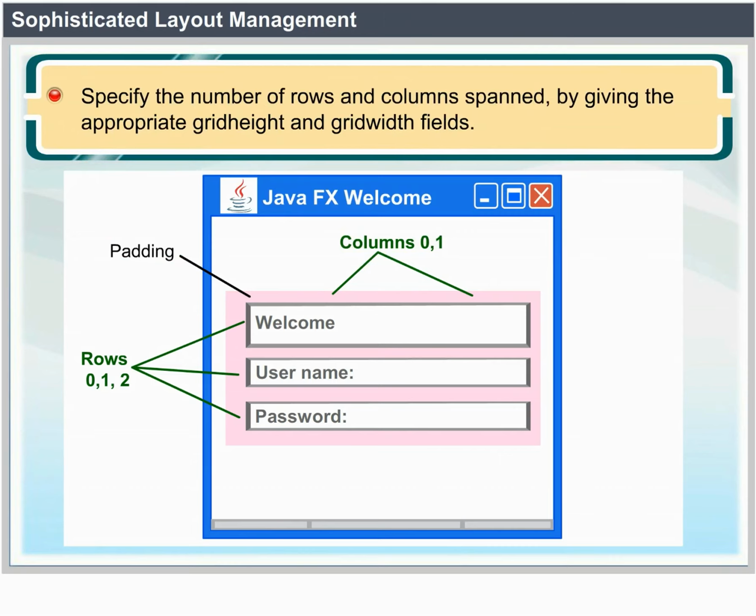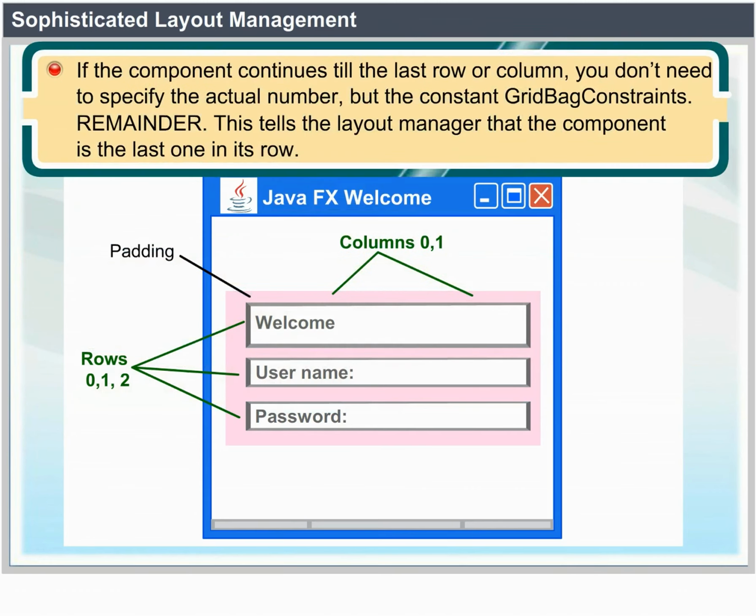Specify the number of rows and columns spanned by giving the appropriate gridheight and gridwidth fields. If the component continues to the last row or column, you don't need to specify the actual number, but the constant GridBagConstraints.REMAINDER. This tells the layout manager that the component is the last one in its row.